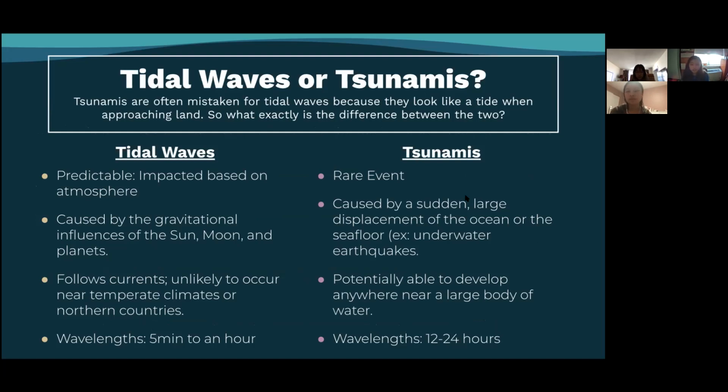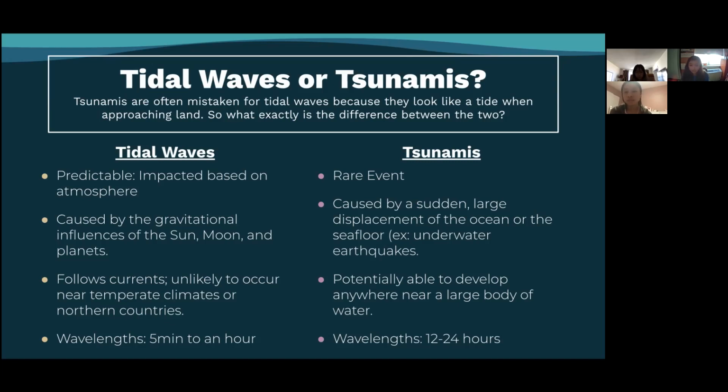So many people often confuse tidal waves with tsunamis, because they look like a tide when approaching land. But there are many differences between both. Tidal waves are predictable. They're impacted based on the atmosphere, whereas tsunamis are rare events. Tidal waves are caused by the gravitational influences of the sun, moon, and planets. Meanwhile, tsunamis are caused by a sudden, large displacement of the ocean or the seafloor.